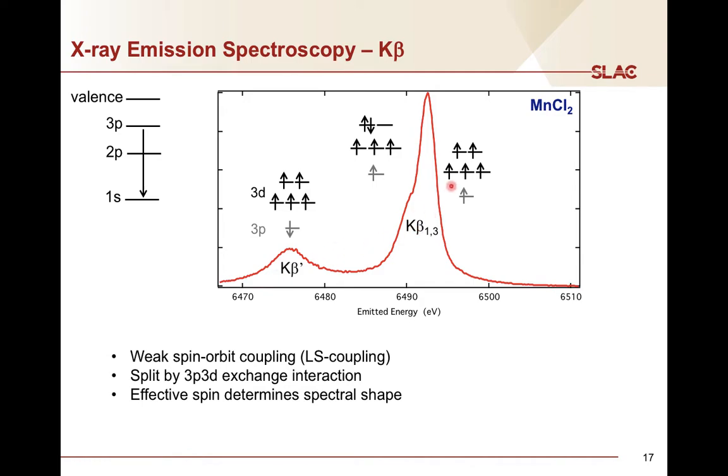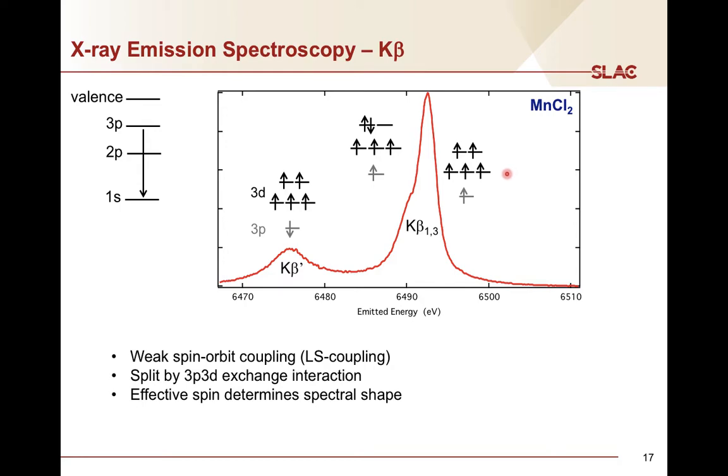Again, you have two main features, same as in K alpha, but the origin is completely different. In K alpha, it was given by the strong spin-orbit coupling. Here it's weak, and the dominant factor is the 3p and 3d exchange interaction. What that means is, let's go to here, you have a hole in the 3p. I omit the two other orbitals, which are completely filled. And they interact with the 3d electrons; this manganese chloride is in a cubic environment, d5 high spin.